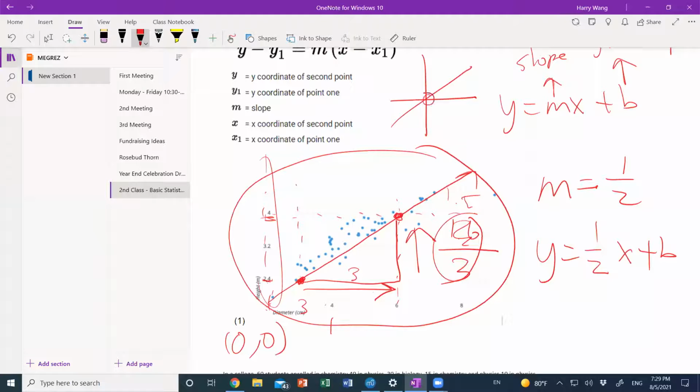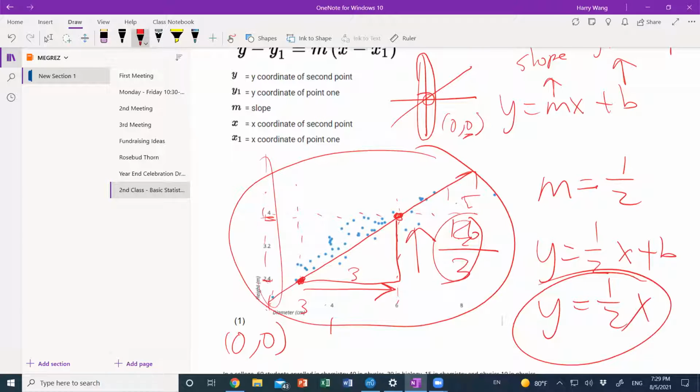It passes through the y-axis here at a value of 0. So the point here that it passes through is 0, 0. You look for the y value here, and it's 0. So our equation of this line would simply be y equals 1/2 x. Since b is 0, we don't need to write it in. So this would be the approximate eyeballed line of best fit for this equation.